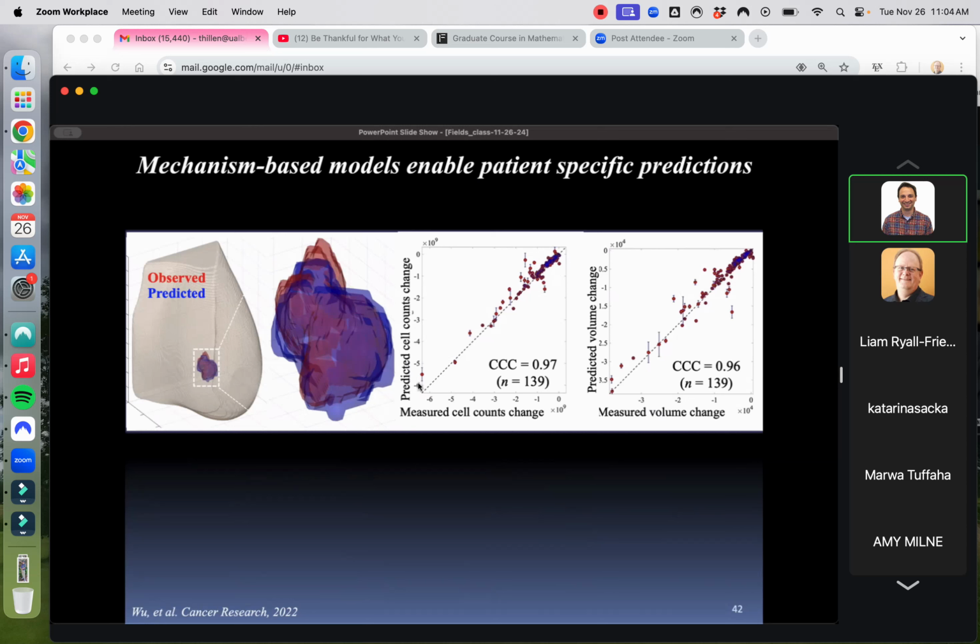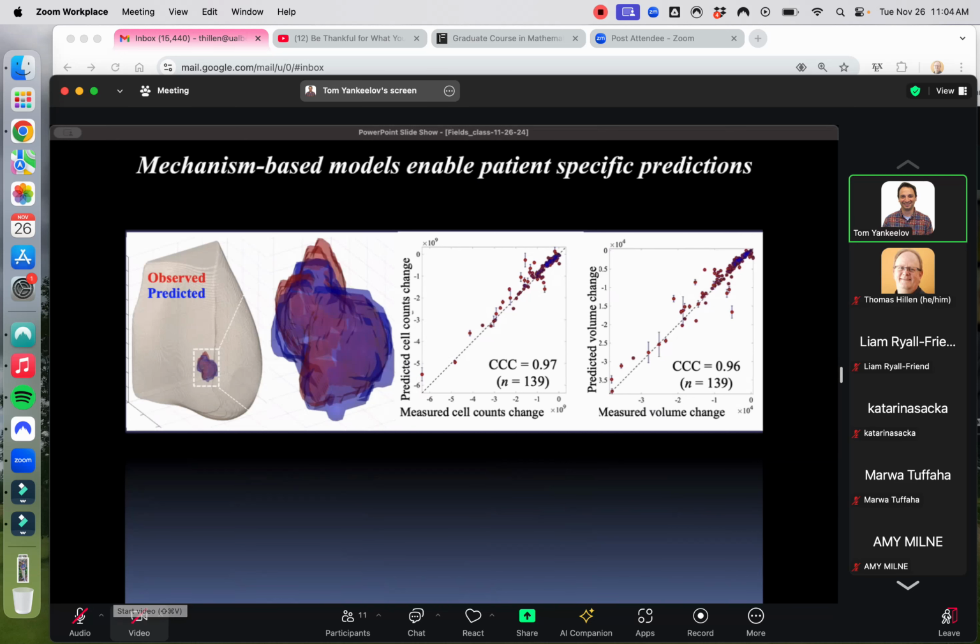And then here's the measured cell counts versus the predicted over 139 patients, and you can see that there's actually a really good match between the measured and the predicted. Same for the volume change. Sorry, for just the volume right here. With really high concordance correlation coefficients. If you're not familiar with the CCC, it's like a Pearson correlation coefficient, only there's a penalty if you're off the line of unity. So it's a pretty conservative estimate of comparing 2 different things.